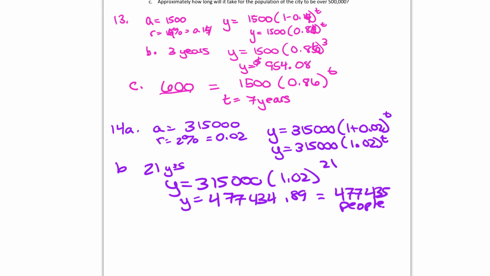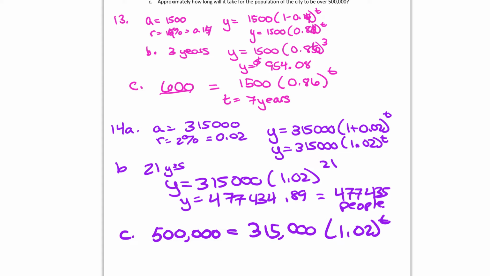And then the last question is, approximately how long will it take for the population of the city to be over 500,000? So here we would set it up as 500,000 is equal to 315,000 times 1.02 to the t power. And then we guess and check for t. When you do that guess and check, you would get t is equal to 24 years. So 24 years after 2000 would be 2024, when the population would be over 500,000.